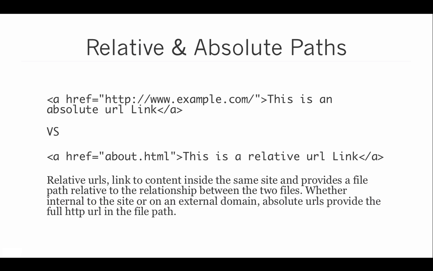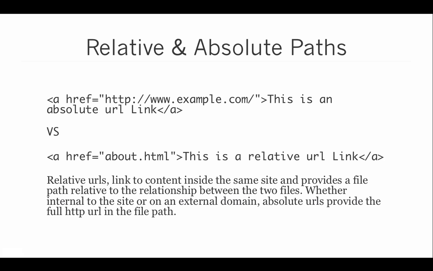So let's talk about relative versus absolute paths. An absolute path is when you are linking to a full URL or a location somewhere else on the web. So if I give it the full HTTP location here, which is http://www.example.com, this is an example of a full path or an absolute path. So when we click this link, it's going to navigate to somewhere else on the web.